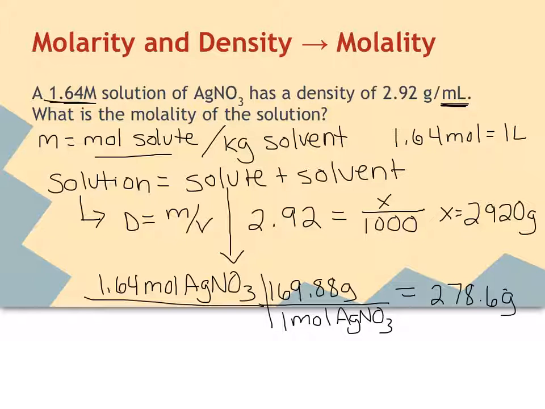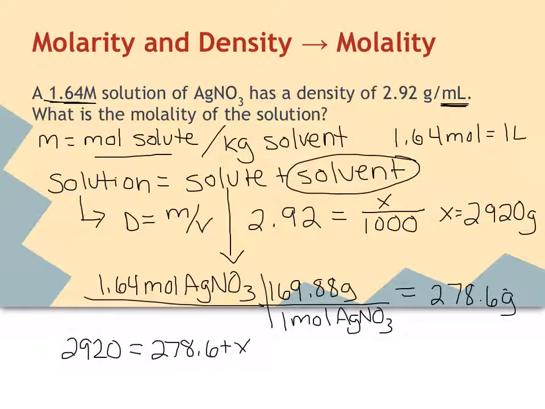So now I have 2 different masses. Can I figure out the grams of the solvent now? Okay, I sure can. I can take 2,920 equals 278.6 plus X. And I end up getting X to equal 2,641.4 grams. Now I'm going to move this slide over, okay?